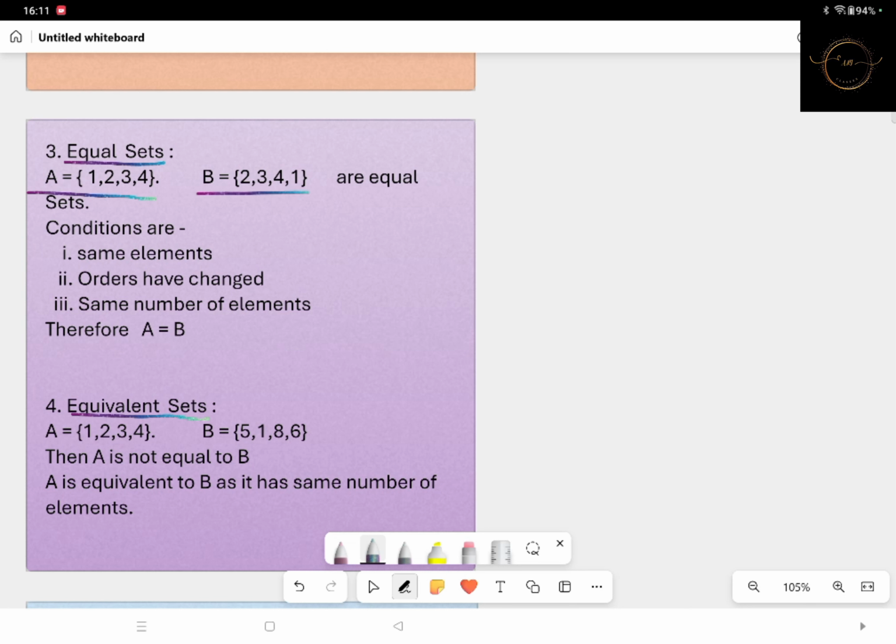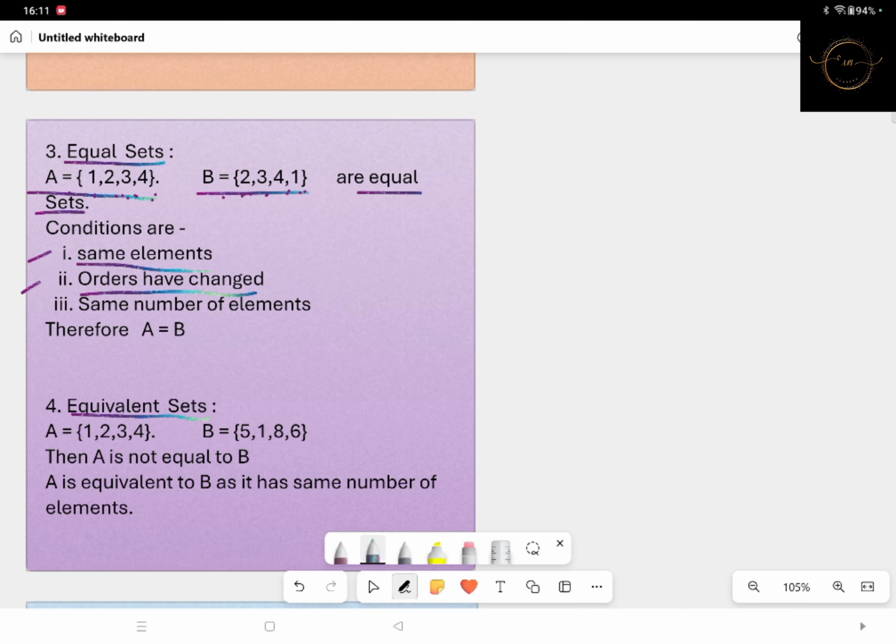If you closely look at the two sets, you will find some things in common between them. Now they are called equal sets. Why will they be called equal sets? Because they have the same number of elements, and the same elements. First, same elements. Look, 1, 2, 3, 4 is there in the first set, and 2, 3, 4, 1 are the same elements in the second set as well. The orders have changed.